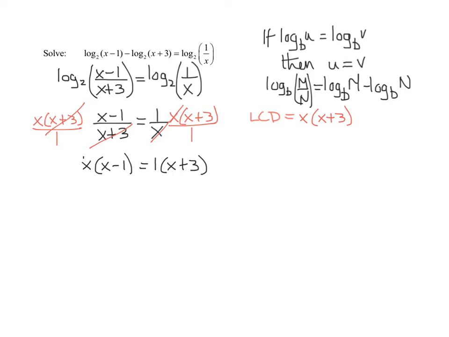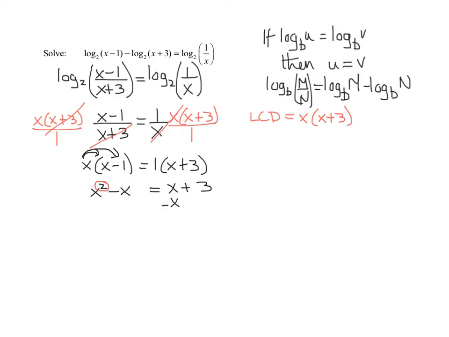So now I need to simplify by distributing in my x. X times x is x squared. X times negative 1 is negative x. Equals, and on my right-hand side, 1 times x plus 3 is x plus 3. So what type of equation do I have now? It's degree 2, it's quadratic, so let's get everything on one side.